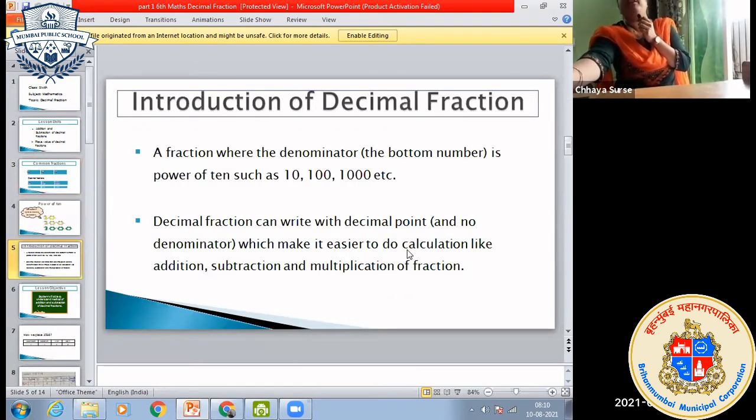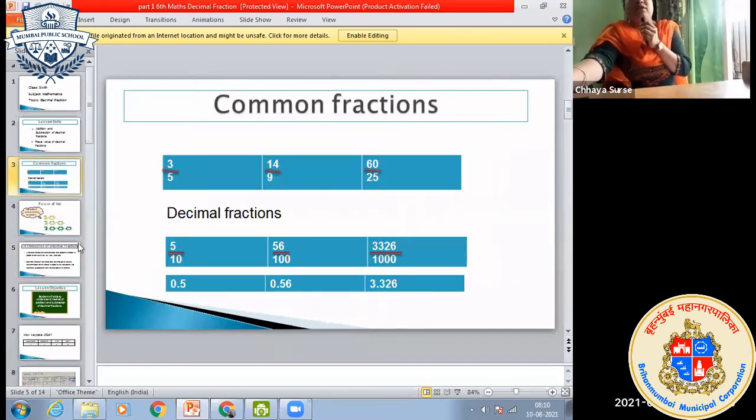A decimal fraction can be written with the decimal point, which makes it easier to do calculations like addition, subtraction, and multiplication of fractions. Because we can't easily add this type of fraction. When you want to add decimal fractions, you can easily add them. Any decimal point, so you can easily add, subtract, and multiply. You do the operation on decimal fractions. Clear?